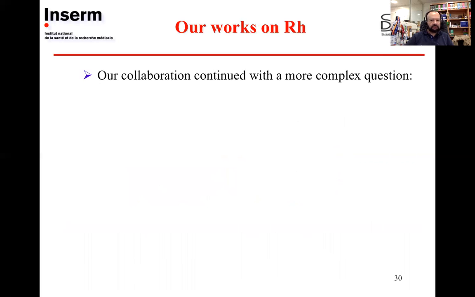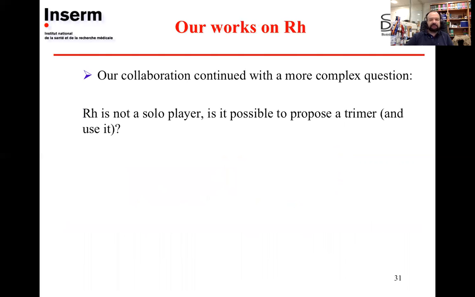Okay. So it was, of course, a very simple question, and it has grown into a more complex question because, in fact, RH is not a solo player. It's a trimer with another protein called RHAG, coming from the same family, of course. Is it possible to propose a trimer when we don't know the stoichiometry? And is it possible to use it to go further?